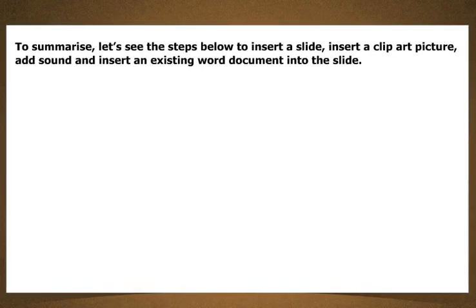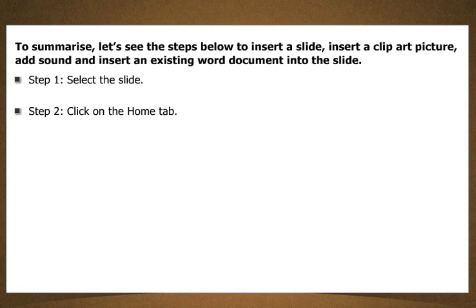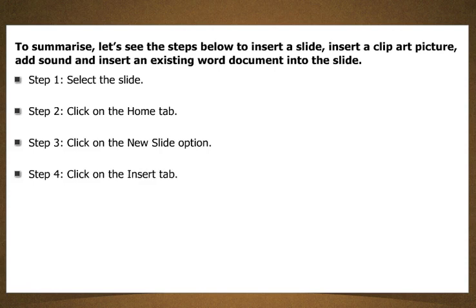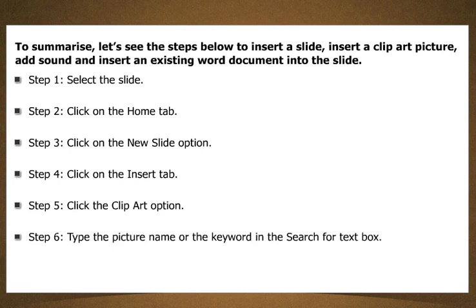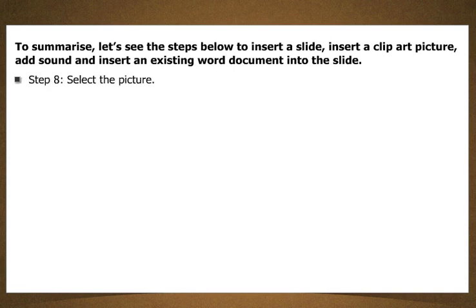To summarize, let's see the steps below to insert a slide, insert a clip art picture, add sound, and insert an existing Word document into the slide. Step 1. Select the slide. Step 2. Click on the Home tab. Step 3. Click on the New Slide option. Step 4. Click on the Insert tab. Step 5. Click the Clip Art option. Step 6. Type the picture name or the keyword in the Search for text box. Step 7. Click on the Go button. Step 8. Select the picture.